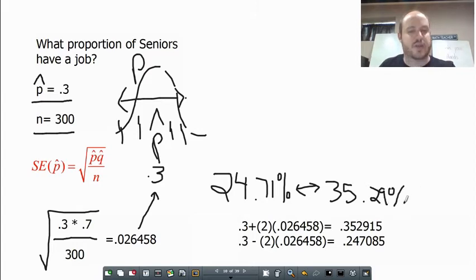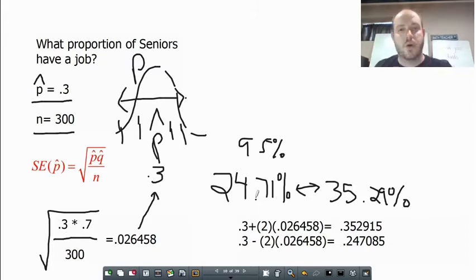Now, that is important because what's that telling us? That is telling us that with 95% confidence, I believe that out of all seniors in America, I expect somewhere between 24 to 35% of them to have a job while they are a senior in high school. Okay, so I would expect somewhere between 24 to 35% of them to have a job. And I can say that with 95% confidence, which is extremely confident. If I could guarantee I'd be 95% correct on everything in my life, it would be a fantastic thing.